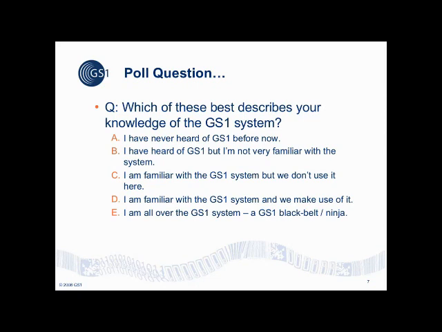And Chris, just over to you to maybe discuss the question itself and what you're expecting in terms of results. Certainly. I'm very much hoping that there aren't thousands of GS1 black belts online. Of course, if there were GS1 ninjas online, we wouldn't know because they'd be undetectable.